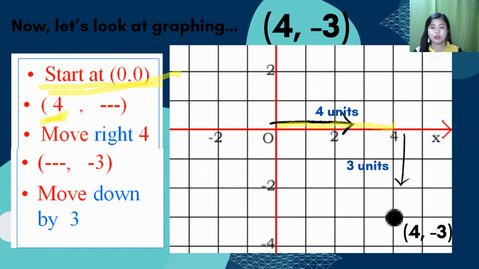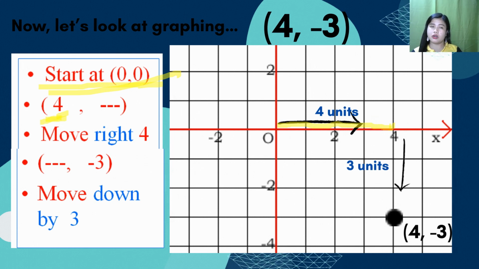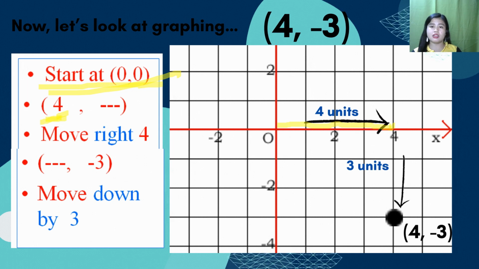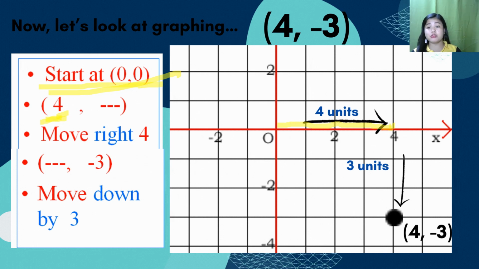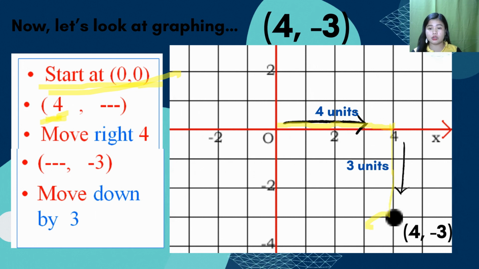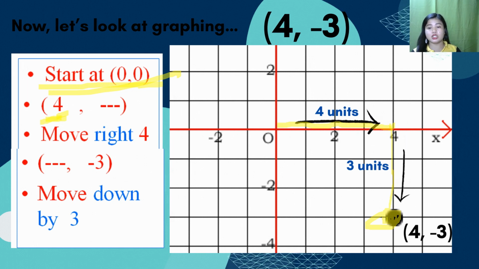Let's stop here. What is our y-coordinate? It's -3, so the sign is negative. Are we going to move up or move down? Yes, we have to move down by 3 units. 1, 2, 3. So this is where (4, -3) is located.